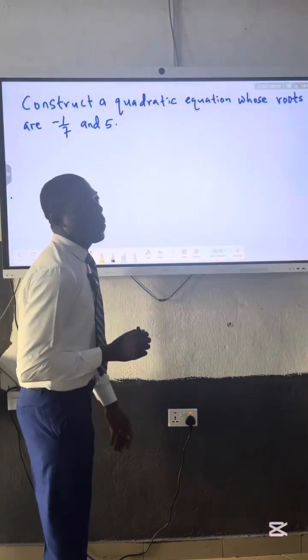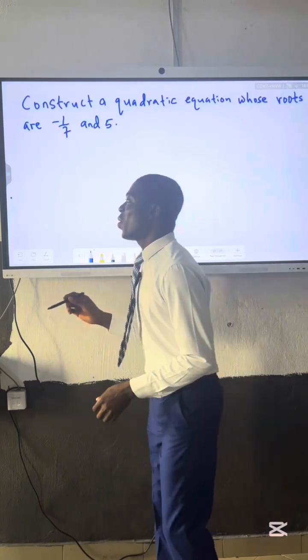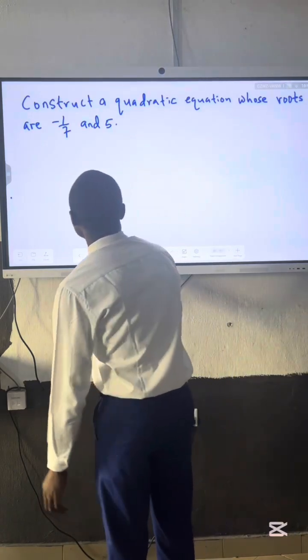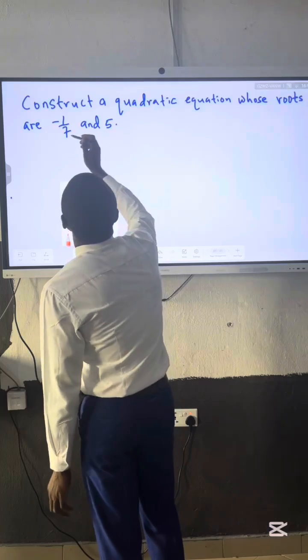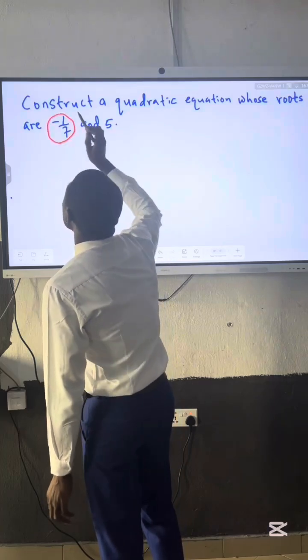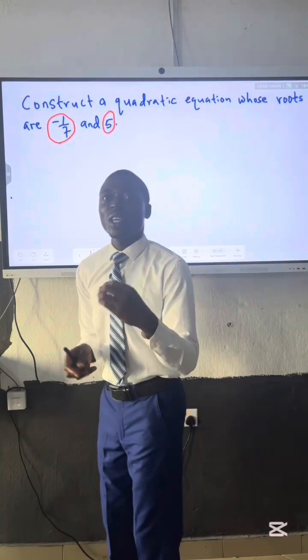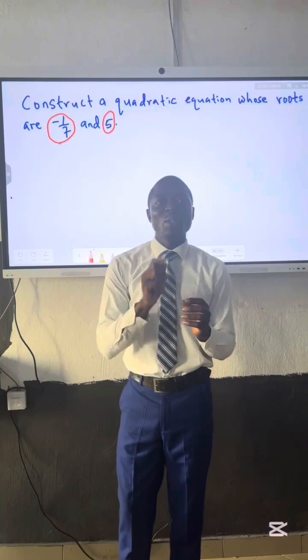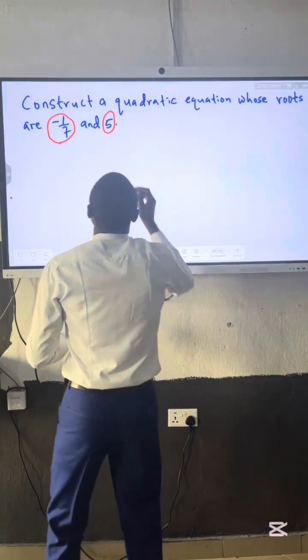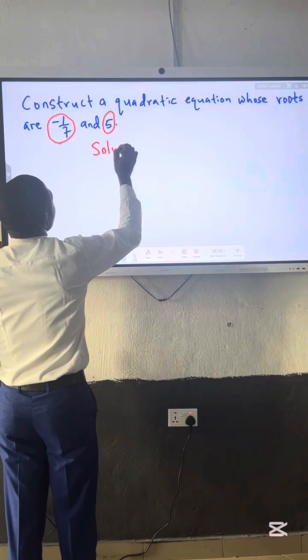All right, we are here. So the roots of the equation are, look at it, the roots of the equation are what? They are negative 1 over 7 and 5. Okay, so there are two ways to do this. Let me show you the first method. So we're going to have the solution.